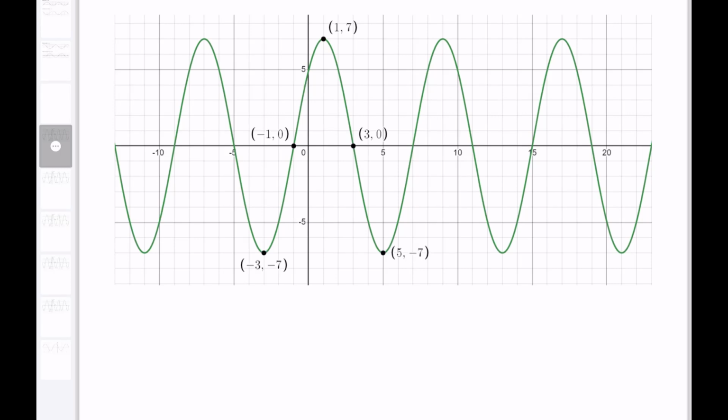During the discussion today, we will see how to obtain the equation for a graph like this. This looks like a sine curve. Therefore, these kinds of functions are called sinusoidal functions. This is a graph of a sinusoidal function.